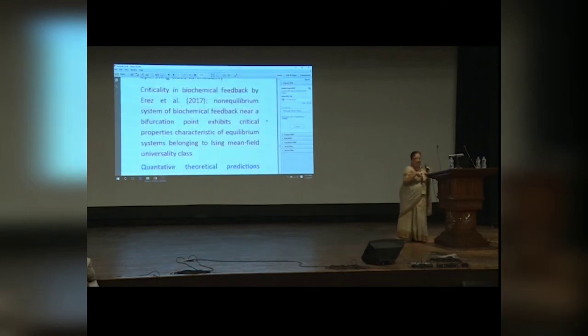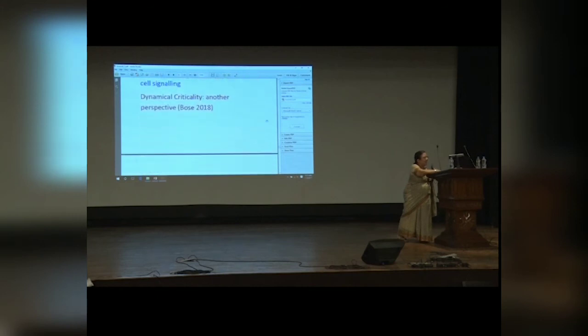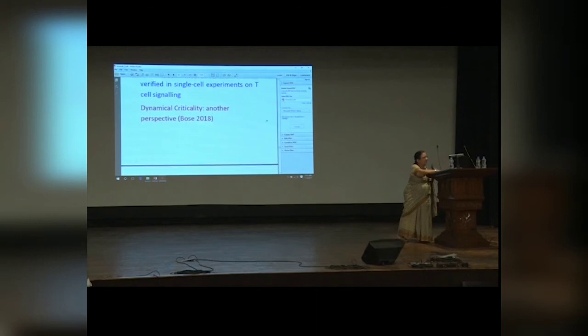Another very recent paper, on criticality in which physicists may be interested: criticality in biochemical feedback. A non-equilibrium system of biochemical feedback near a bifurcation point exhibits critical properties characteristic of equilibrium systems belonging to the Ising mean-field universality class, and quantitative theoretical predictions were verified in single-cell experiments on T-cell signaling.